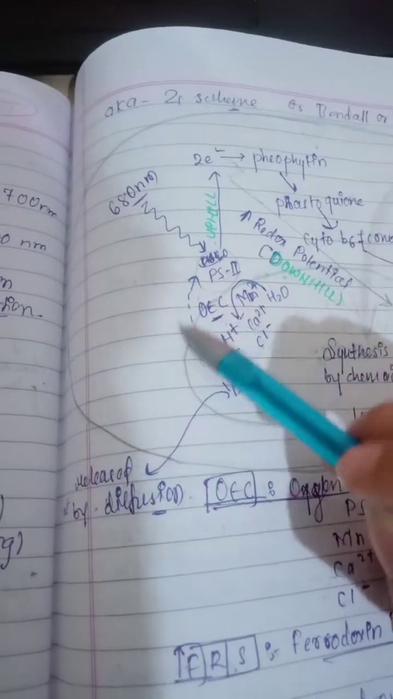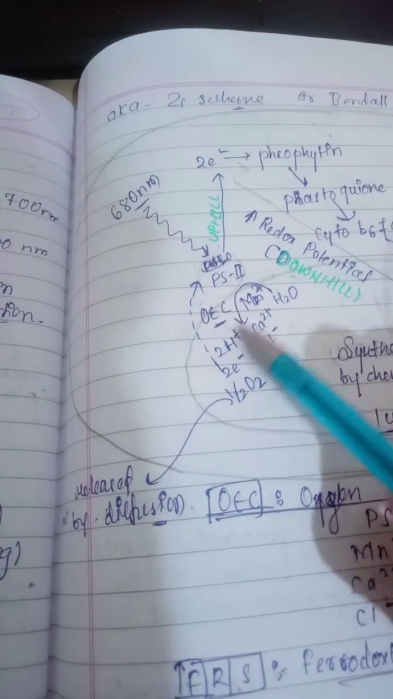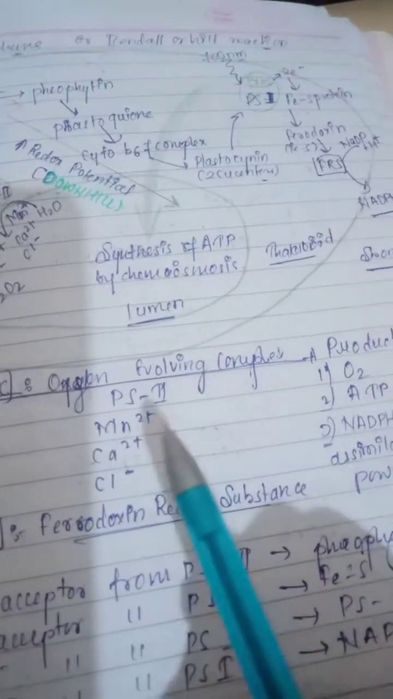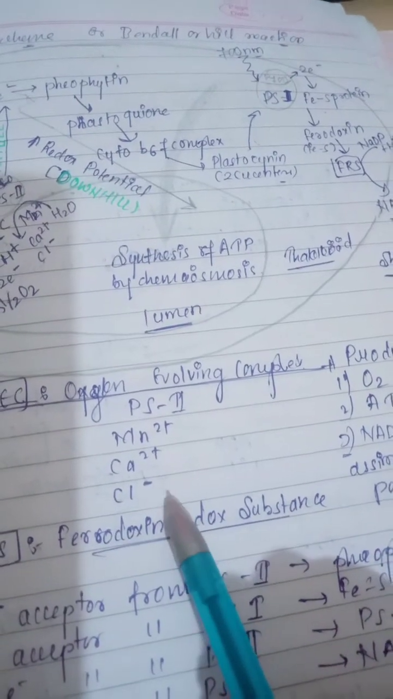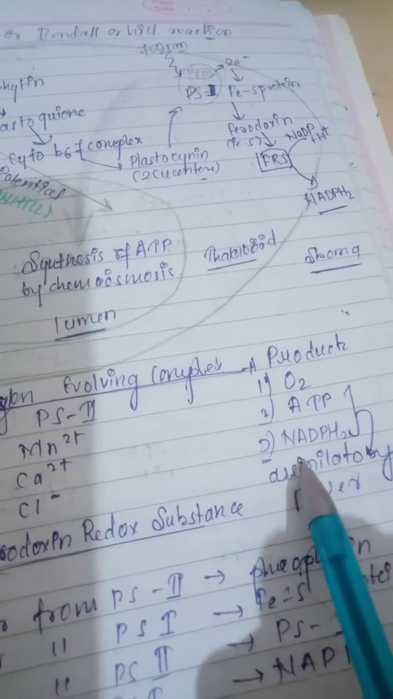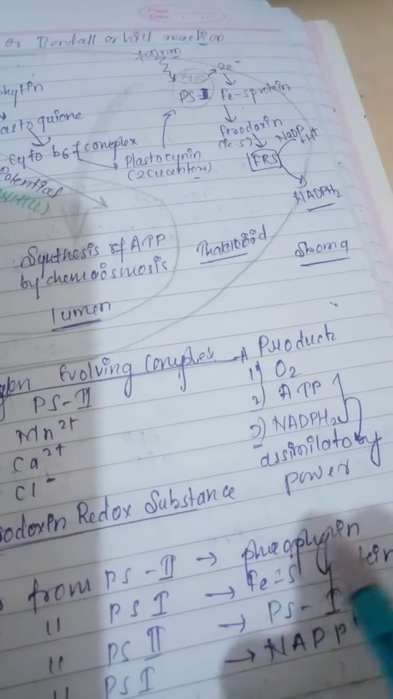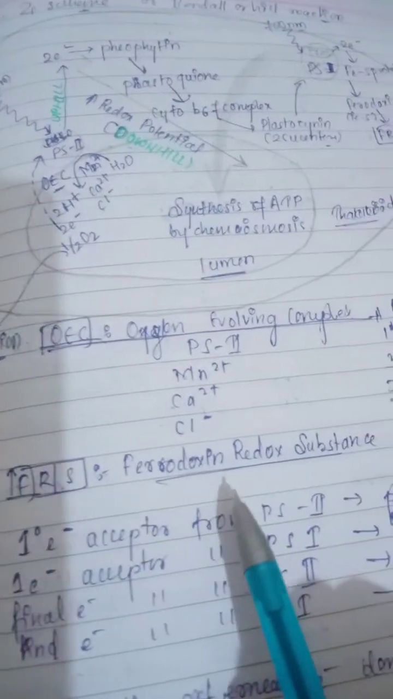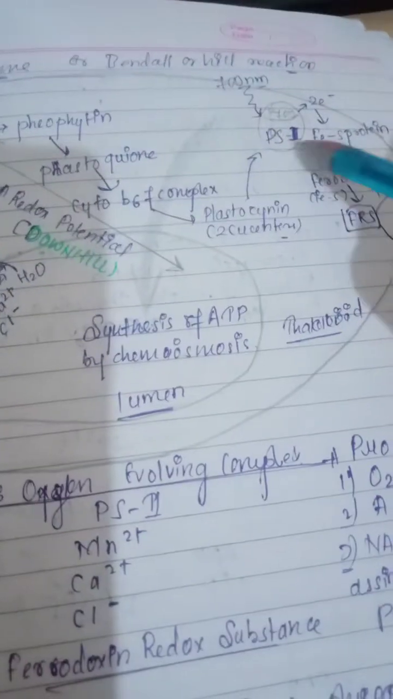Now in PS2 we used a complex called the oxygen evolving complex. In PS2, Mn2 positive, Ca2 positive and Cl minus are used. Products are O2, ATP, and NADPH2, which are assimilatory. ATP and NADPH2 are assimilatory power. FRX is ferredoxin redox substance, which we used here.